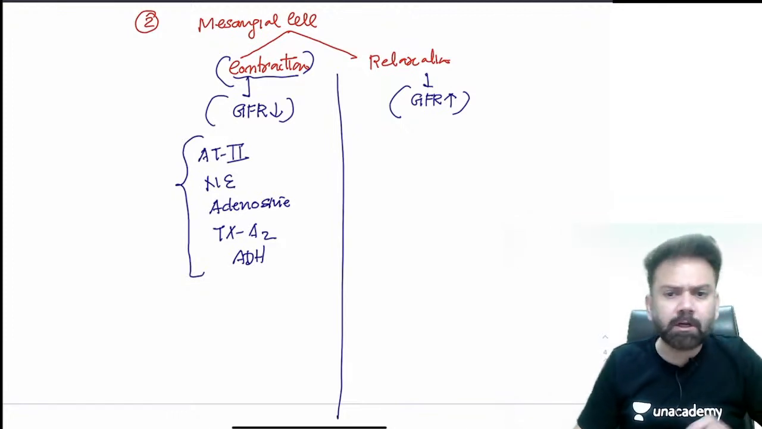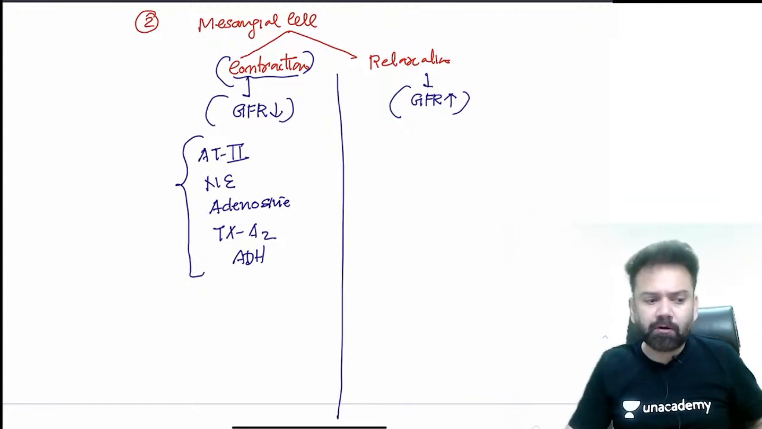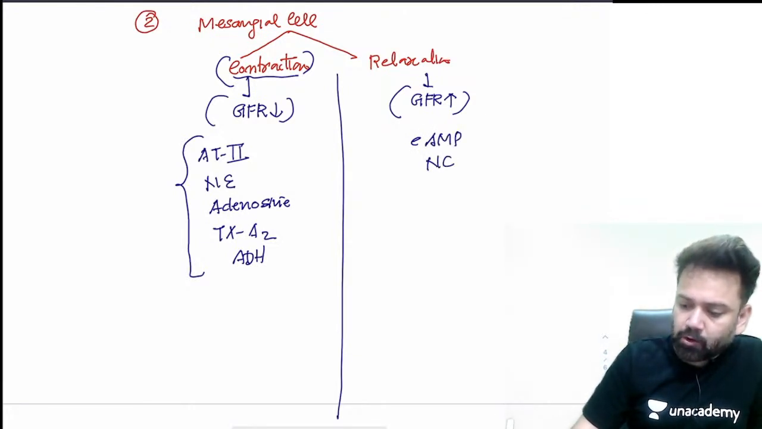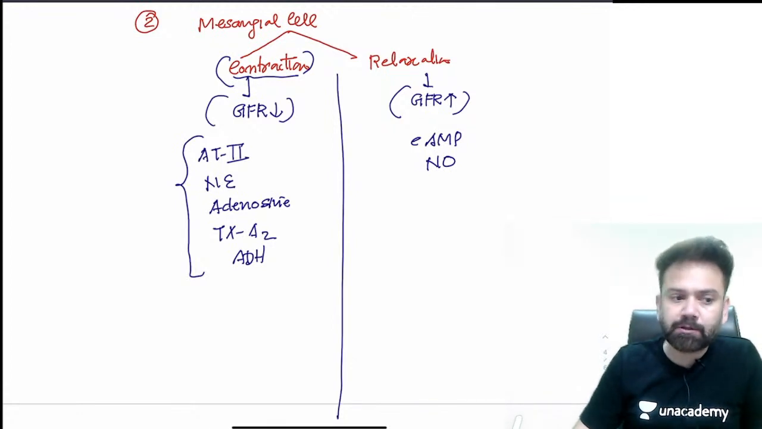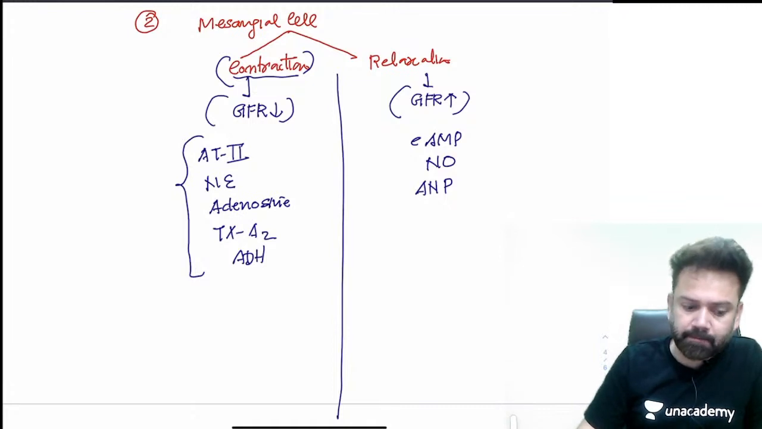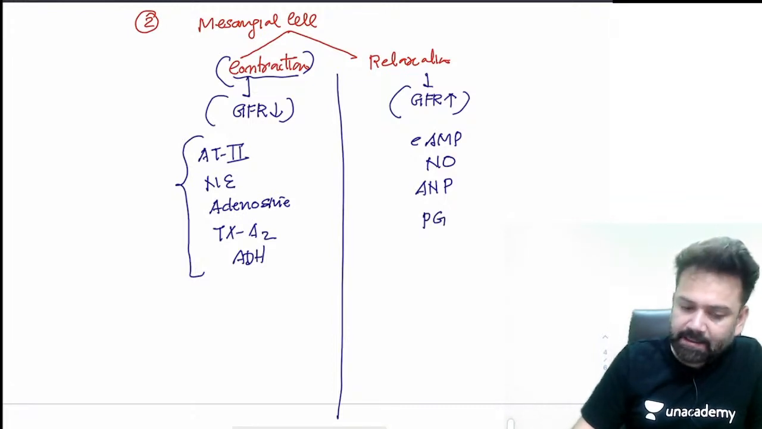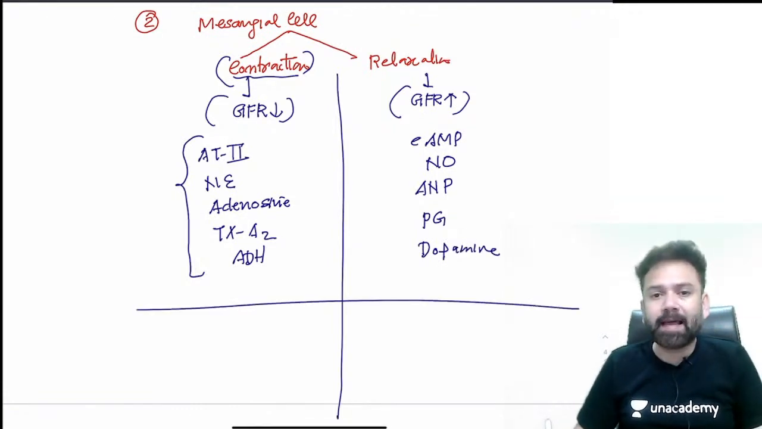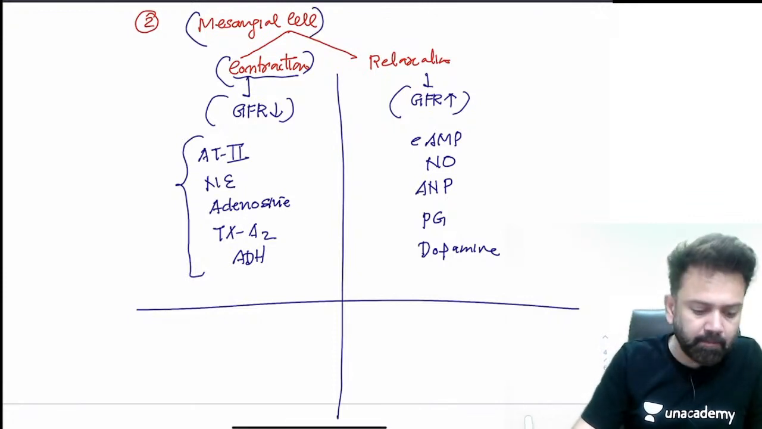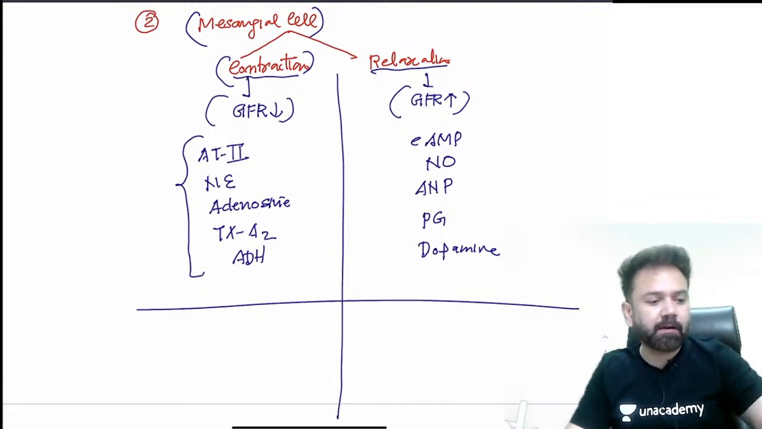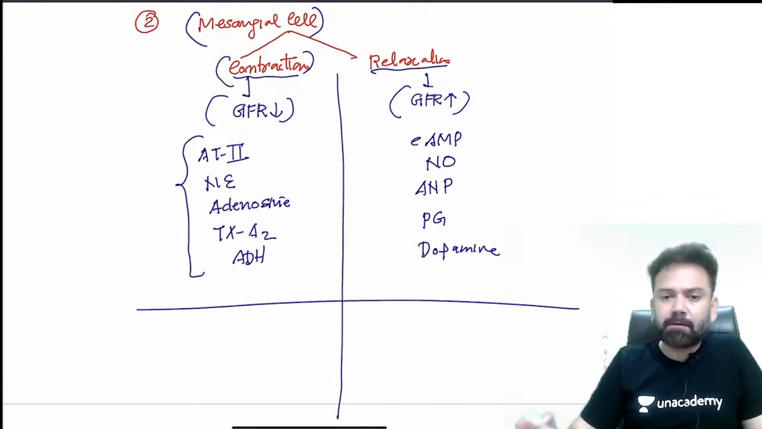Now, what are going to increase the GFR or cause relaxation? Cyclic AMP, then nitric oxide, then atrial natriuretic polypeptide, then prostaglandins, then dopamine. So these are going to cause relaxation of the mesangial cell and increase the GFR. This is very simple to understand and remember also.